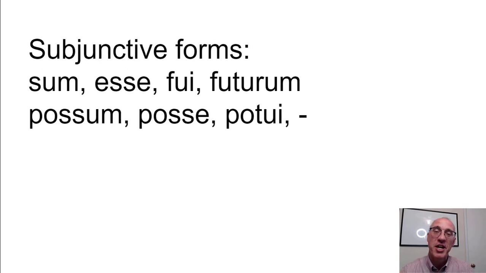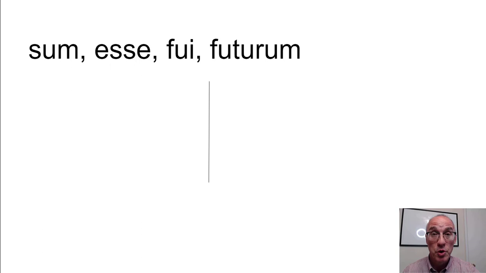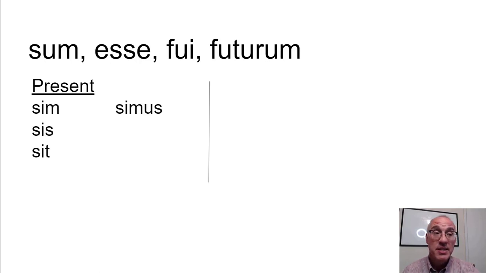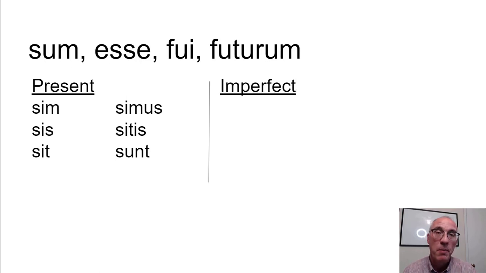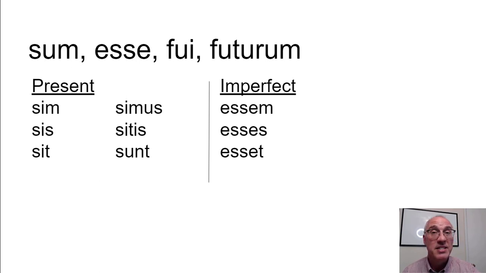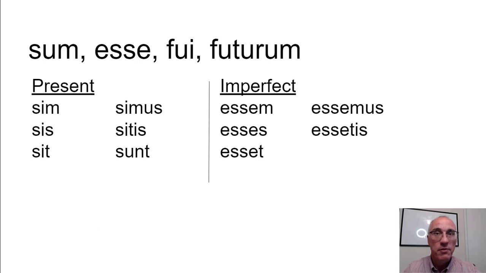Let's change gears. That's your standard imperfect subjunctive. Now let's look at the subjunctive of sum and possum. Sum, esse, fui, futurum, in your present subjunctive, is sim, sis, sit, simus, sitis, sint. And the imperfect subjunctive is exactly as I told you, right on the second principal part. You put those endings on esse, the second principal part: essem, esses, esset, essemus, essetis, essent. There is no passive of the verb to be, so this is what you've learned here.